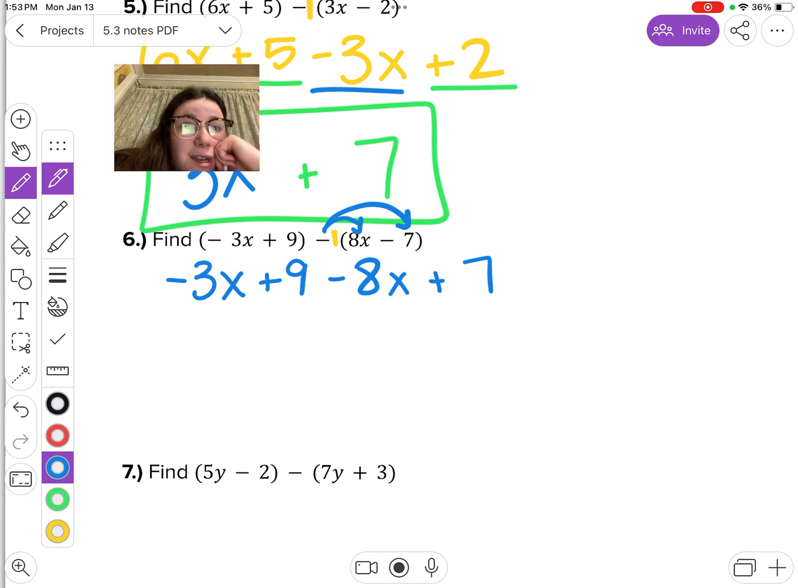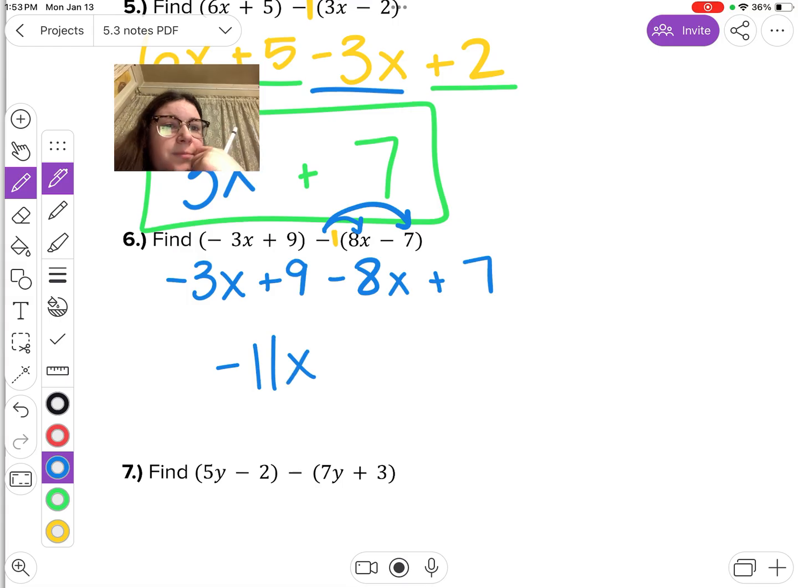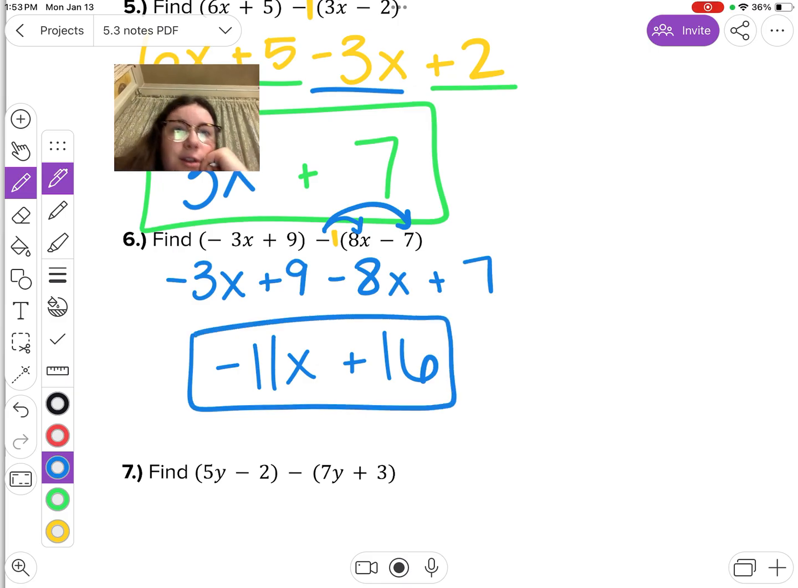But we're not quite done yet. We are missing one step. We have to combine our like terms. So I look at my x's. Negative 3x minus 8x gives us negative 11x. And then 9 plus 7 gives us 16. So I'm going to add that on here. And that is our answer.